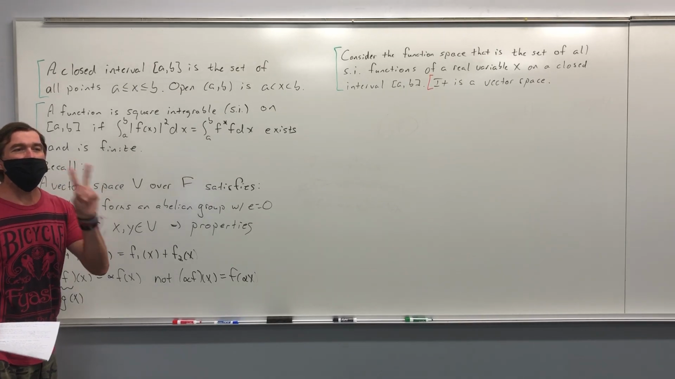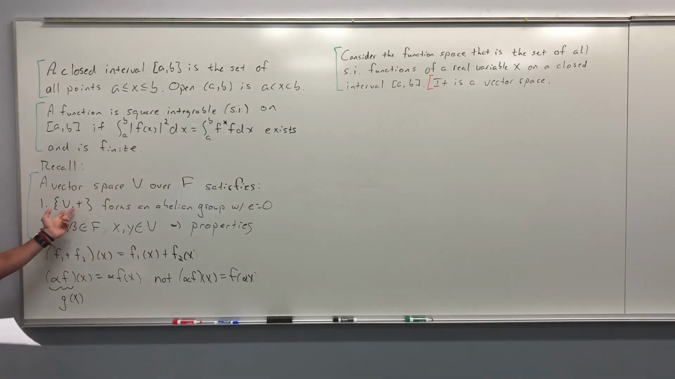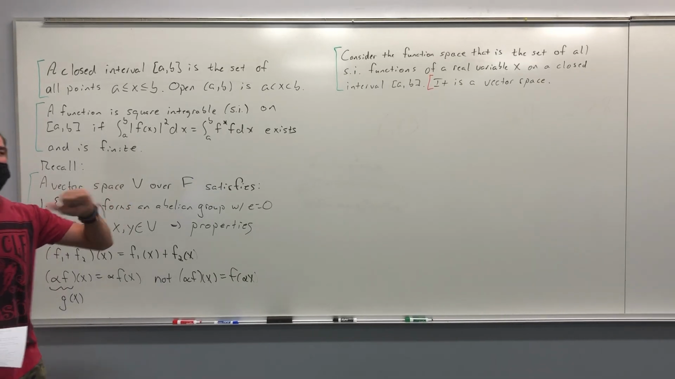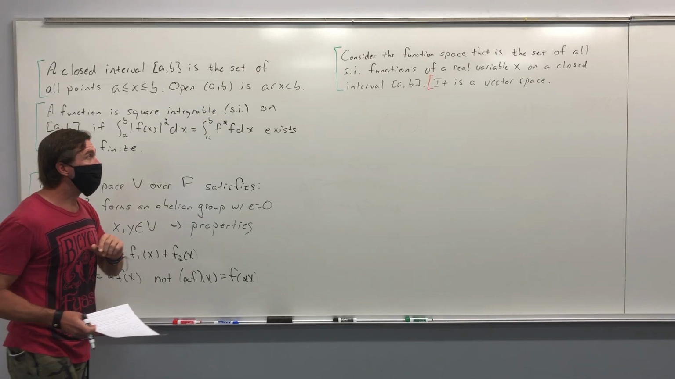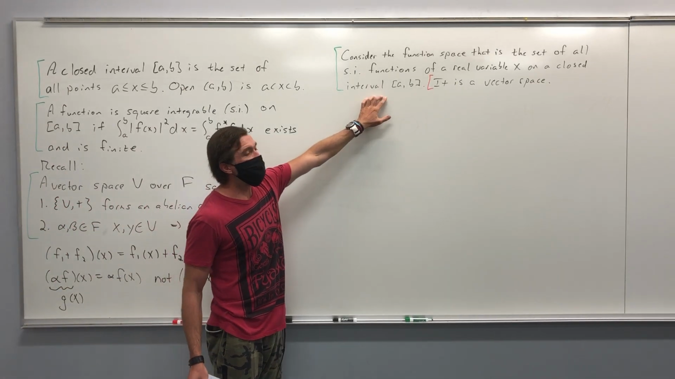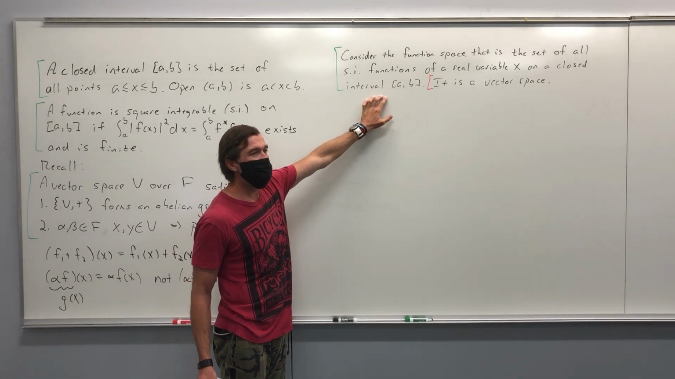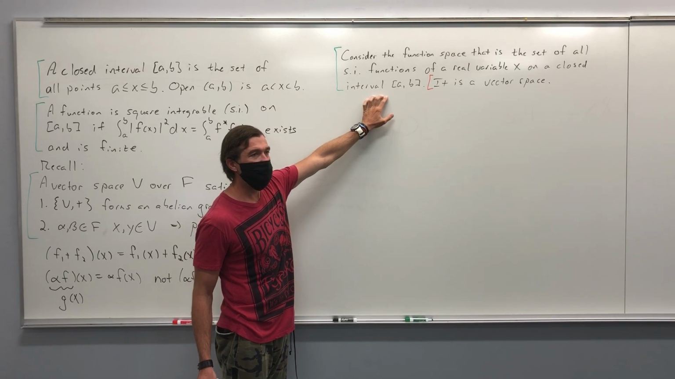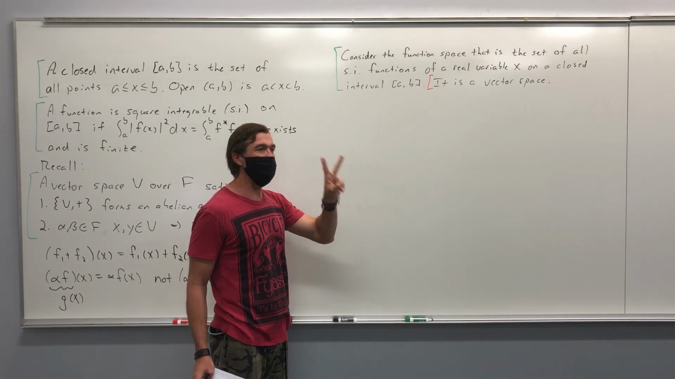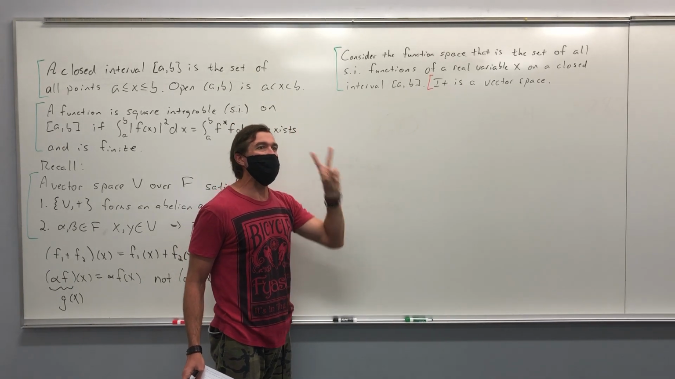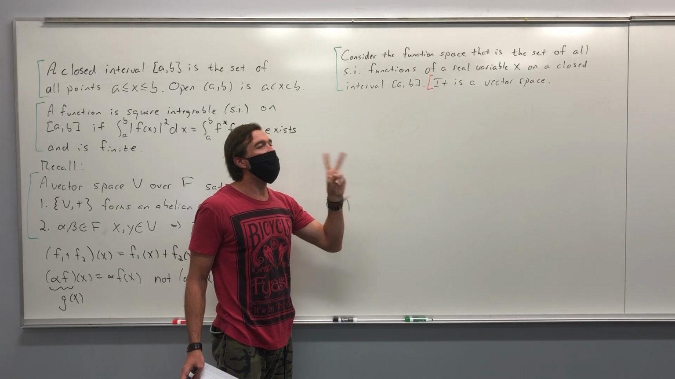If I take two elements of the group and I combine them with the operation, it must give me back another element of the group. Now think about it for a moment. The space is the space of square integrable functions. So the question is, if I take two square integrable functions and I add them together, am I guaranteed that their sum is square integrable?